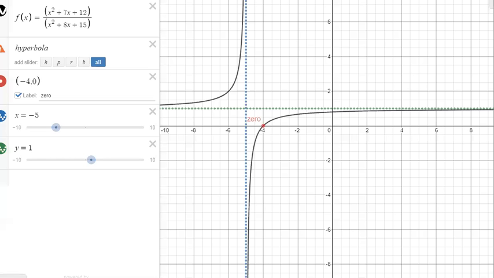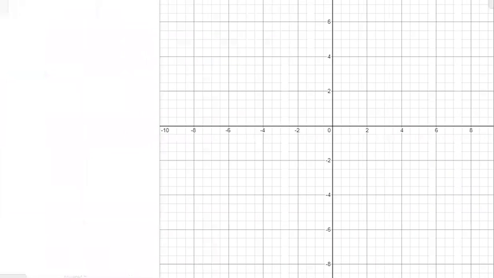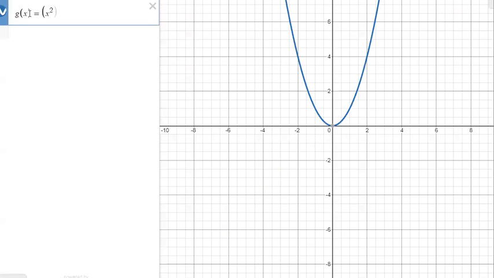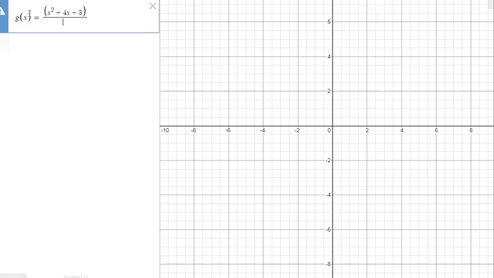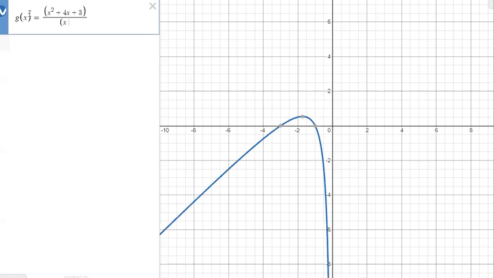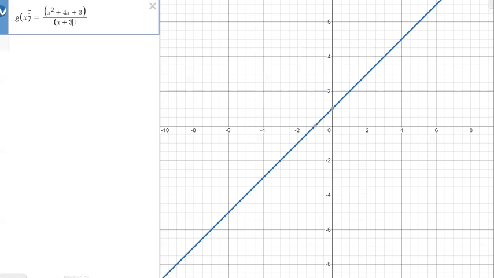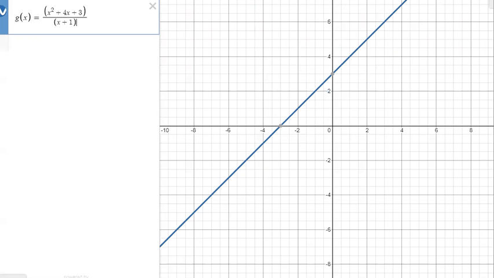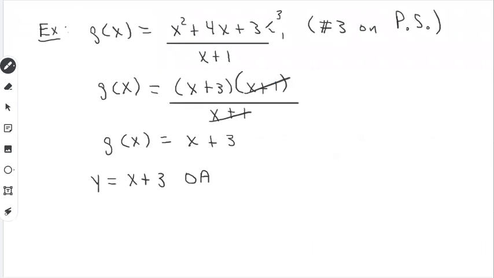So I'm going to pop on over to Desmos, and I am going to, let's see, can I make a new graph? Yeah, let me make a new one. There we go. Okay, we're going to graph g of x equals x squared plus 4x plus 3 on top, and everything is going to be divided by x plus 3 on the bottom. No, x plus 1. Yeah, I think so. Is that right? Yeah, okay, I got it.